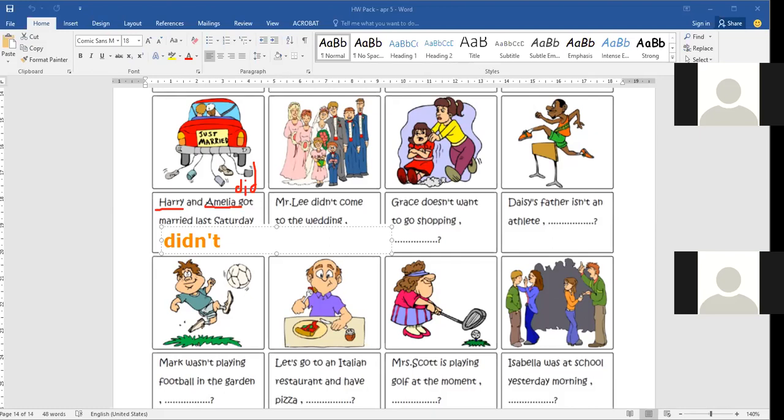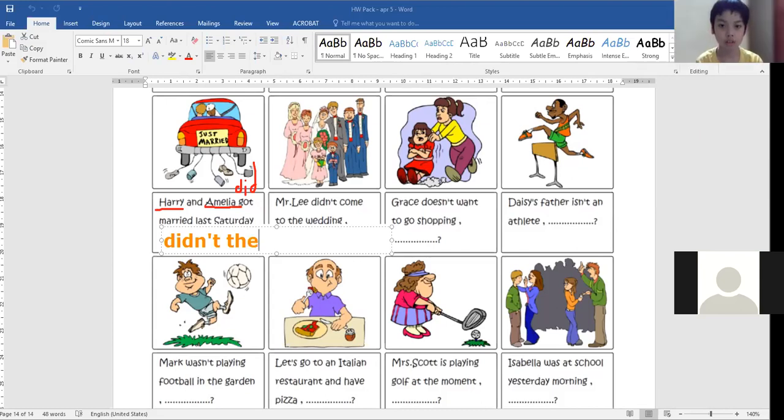And what should we use, Hannah, because we have two people here? Did. All right, kids, remember when you have more than one person or more than one bear, make sure you're using they. All right, Harry and Amelia got married last Saturday, didn't they? And yes, this is past tense here. So we have past tense up here, so we have to use past tense at the end of the sentence as well.